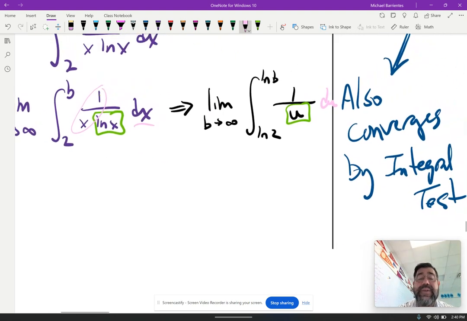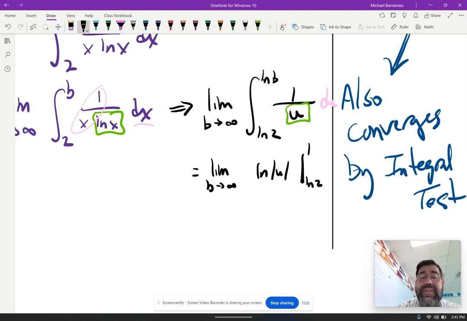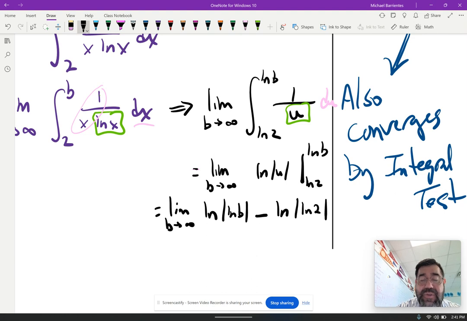Oh, well, the antiderivative of 1 over u is natural log. So really, I'm going to take the limit as b approaches infinity of the natural log of the absolute value of u, evaluated from this bottom limit to the top limit. Now, this is kind of weird because I'm taking the natural log of something, and the values I'm going to substitute in are natural logs. So it's going to look funny, but I'm going to do it anyway. The natural log of the absolute value of the natural log of b minus the natural log of the absolute value of the natural log of 2.